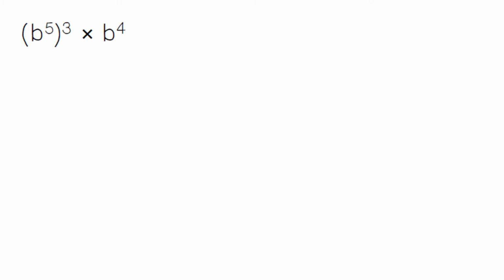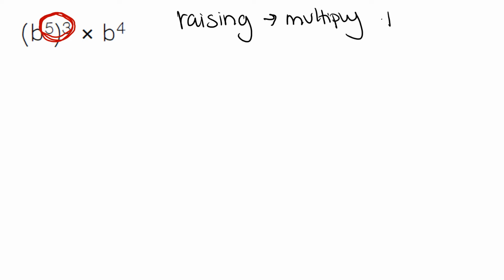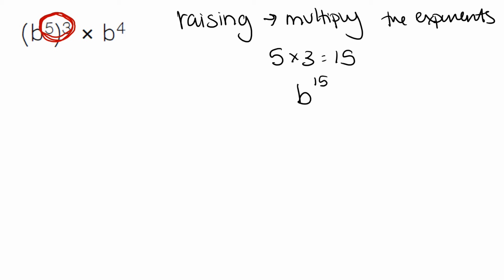For this problem, we have b to the 5th raised to the 3rd power times b to the 4th. Again, we're going to start with the piece that's more complicated, which is going to be the raising to the power. And your clue is that the exponents are side by side. When we are raising to a power, that means that we multiply the exponents. And so we're going to multiply 5 times 3 to get 15. The base b would stay the same.